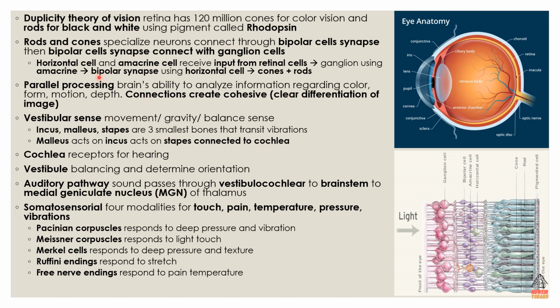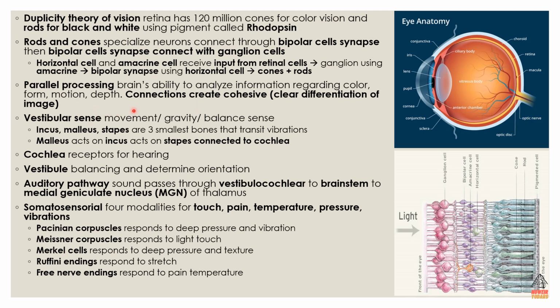So the way it's processed is through basically two important cells, horizontal and amacrine cells. It starts with input from the retinal cells, they get the light, and then that goes to the ganglion, and then the ganglion uses the amacrine to transport these photons to the bipolar synapse, and the bipolar synapse uses horizontal cells to transfer to the cones and the rods.